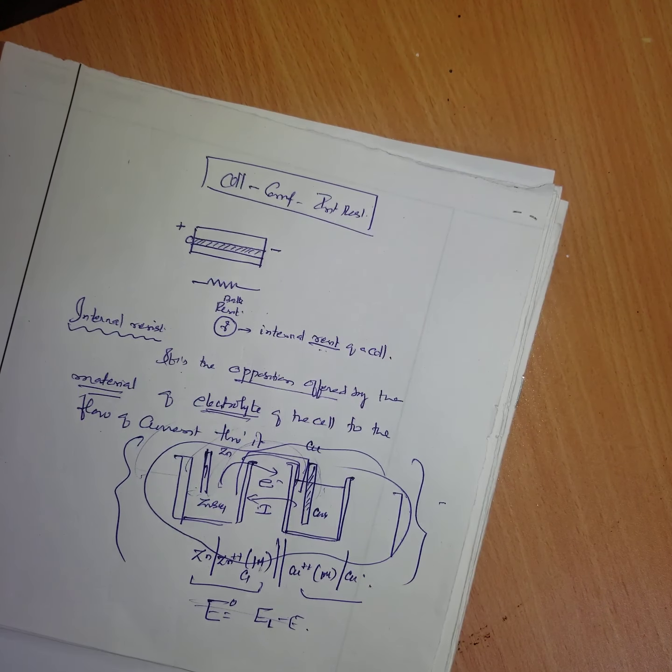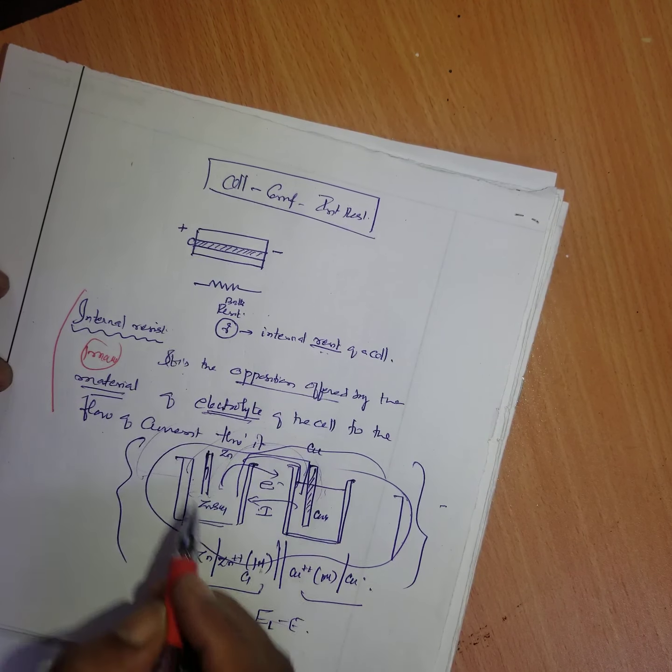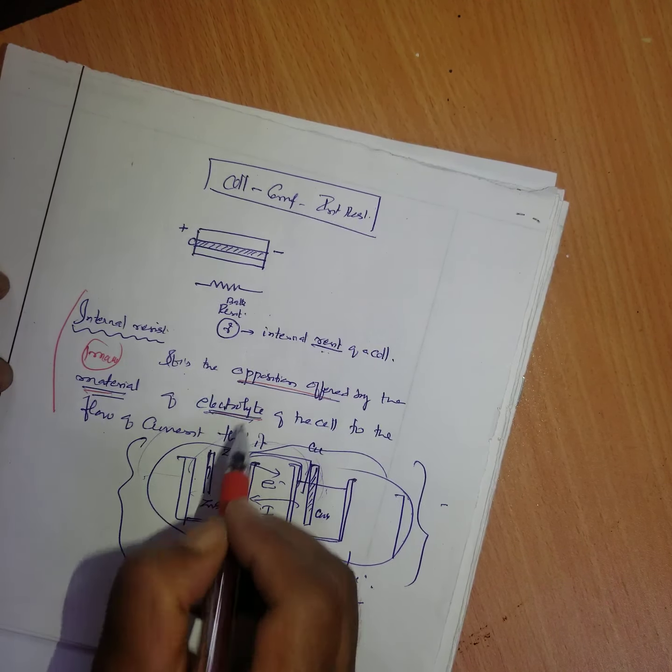It is smaller. But in the examination, what will they ask you? What is an internal resistance? This is only 1 mark. It is the opposition offered by the material of the electrolyte of the cell to the flow of current through the cell. Okay, that you have to write.